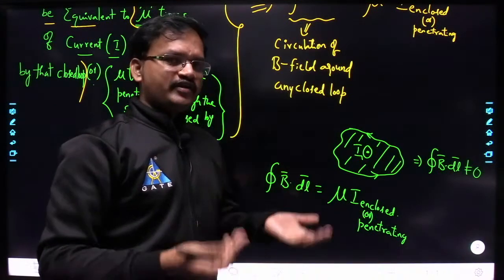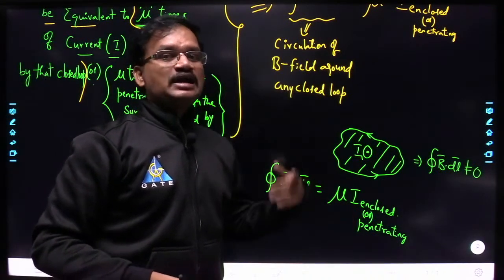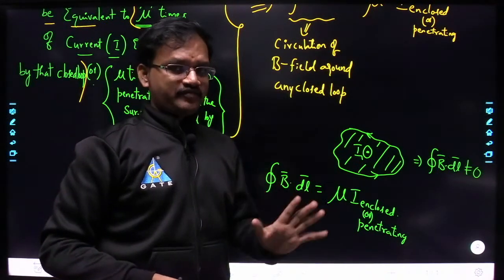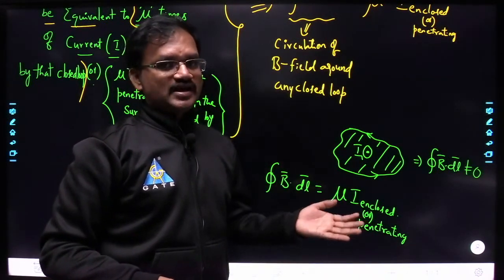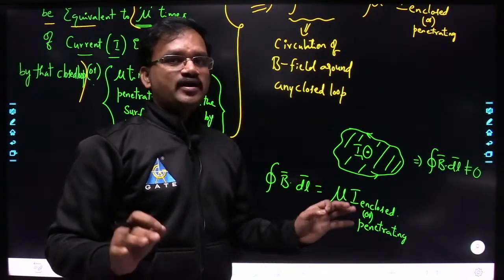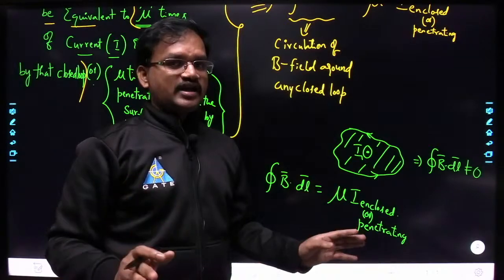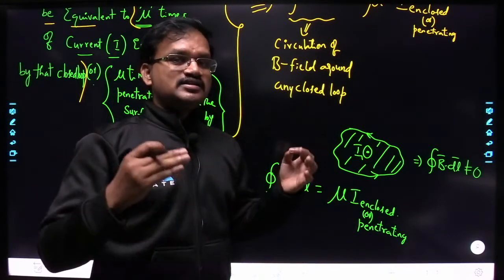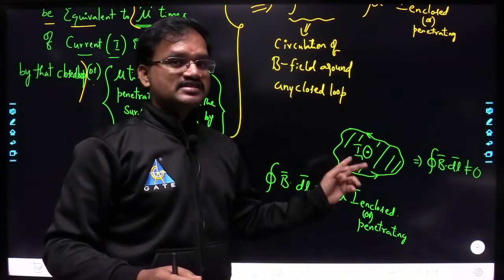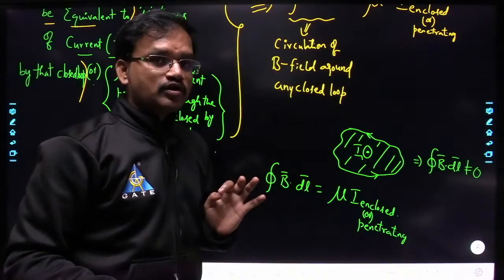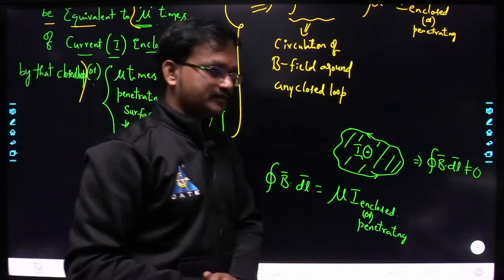Every time I don't mention the current penetrating through the surface enclosed by the closed loop, so I will simply represent it as a current penetrating through the loop. You have to understand, whenever I am saying current penetrating through the loop, this is the current that is penetrating through the surface that is enclosed by the closed loop. Understood? So this is what you have to understand, right?